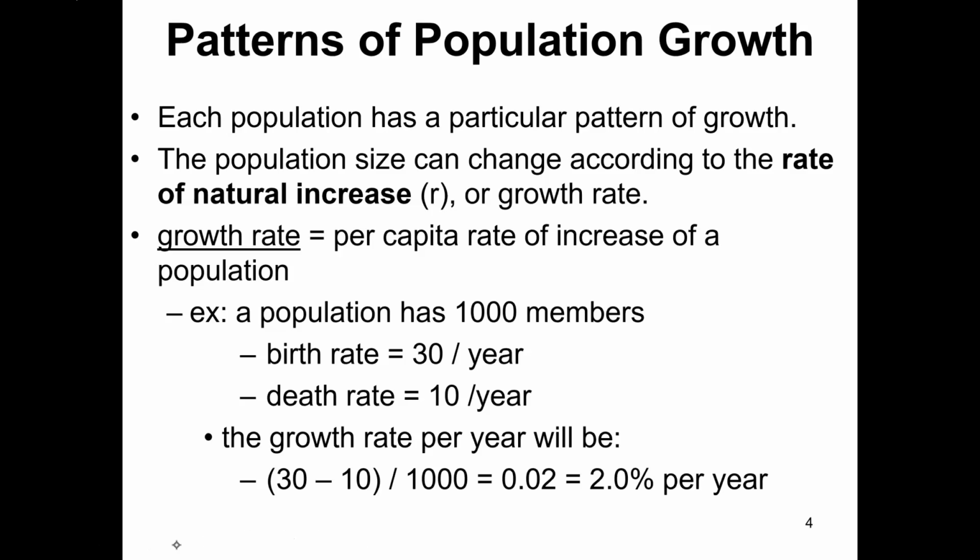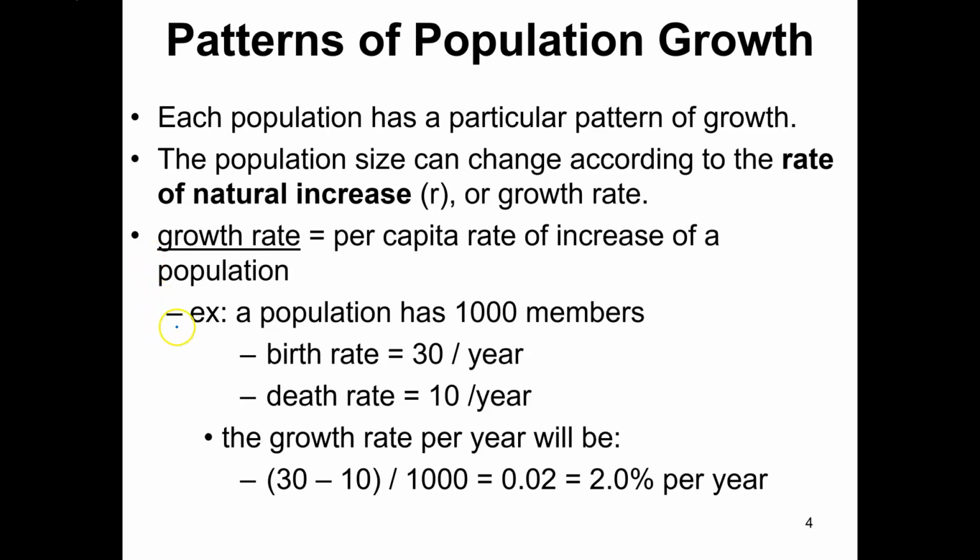So each population has its own growth pattern. And growth patterns, population size, can change depending on how many live births we have versus deaths we have, and that's called our growth rate. And these are going to change depending on both the living and non-living, the biotic and abiotic factors that affect us, okay?